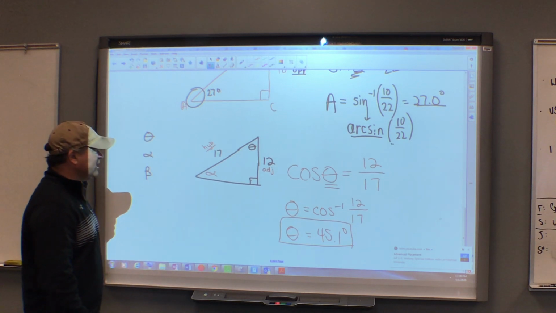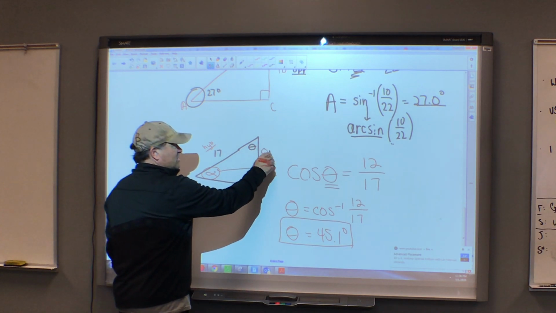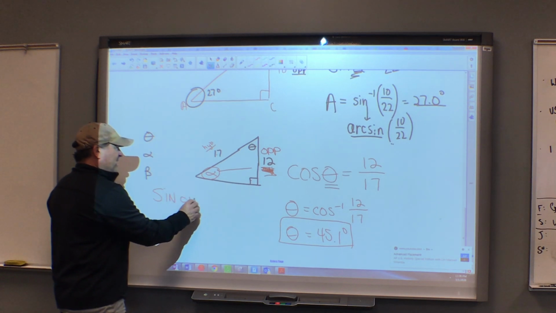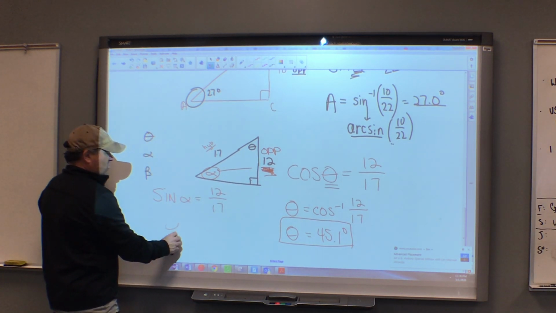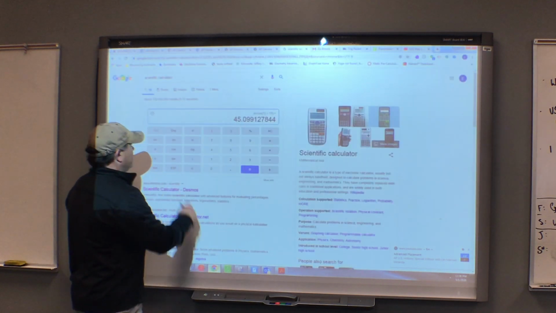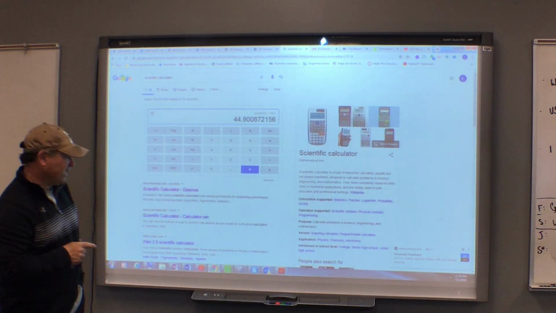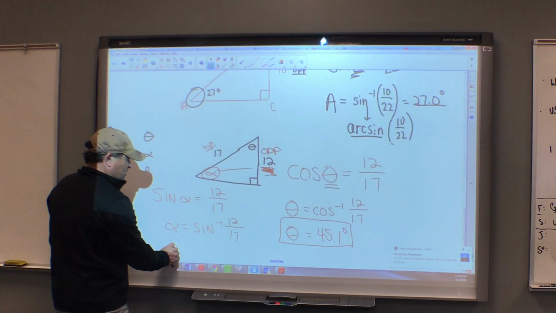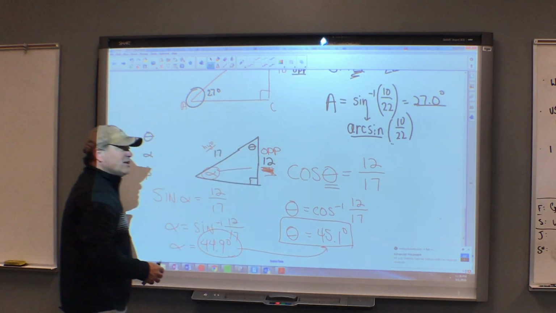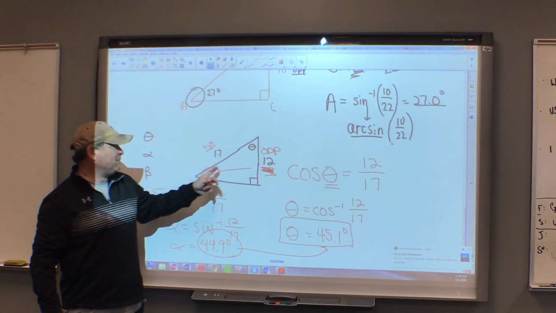Let's see if that's what we actually get. Now if we deal with alpha, 12 is no longer the adjacent, 12 is the opposite. 17 stays as the hypotenuse, so the sine of alpha is 12 over 17, so alpha is the sine inverse of 12 over 17. Inverse sine of 12 divided by 17 gives 44.90, exactly what we were expecting. 44.9 degrees, which happens to be the complement. It all works. Notice the switch: 12 was the adjacent if we dealt with theta, but it's the opposite if we dealt with alpha.